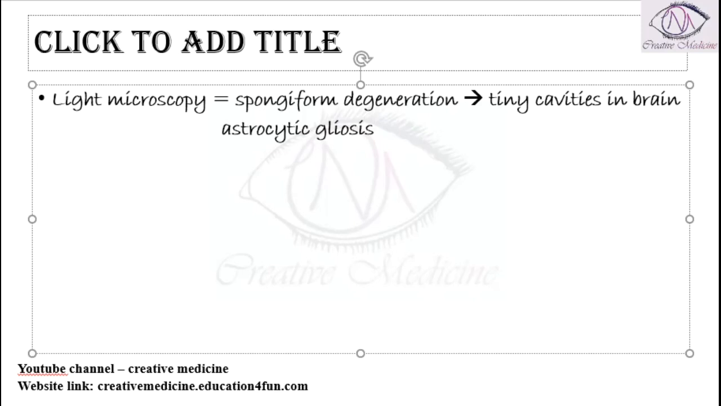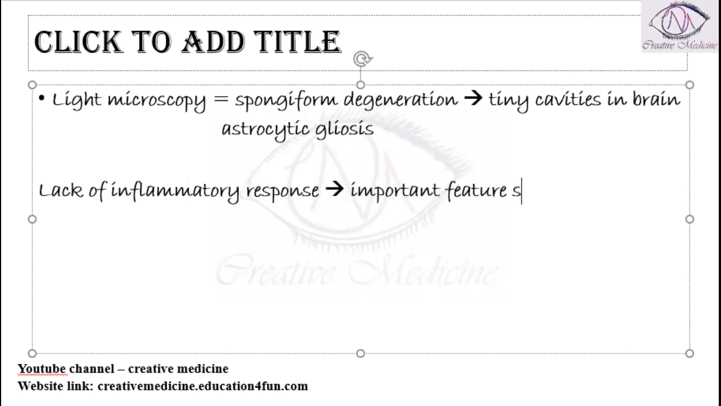Okay, and one important thing in Creutzfeldt-Jakob disease or any prion disease is that there is a lack of inflammatory response, which is an important feature. And one more important thing is that in Creutzfeldt-Jakob disease, the gene of prion is important. It is located on chromosome 20. Creutzfeldt-Jakob disease is hereditary in 10% of the cases.